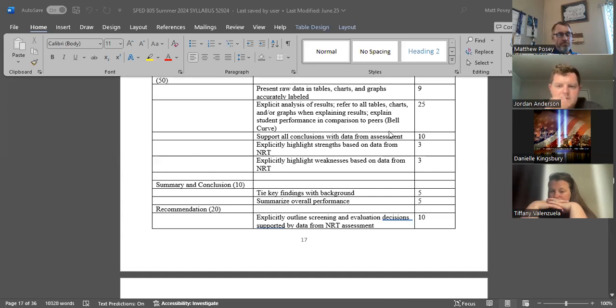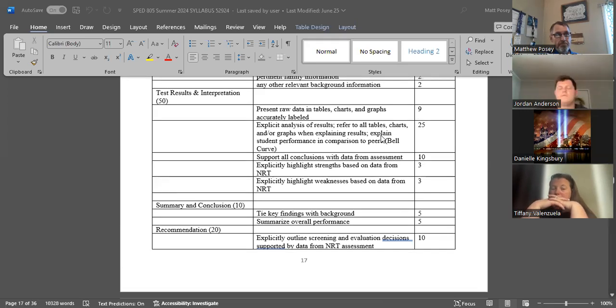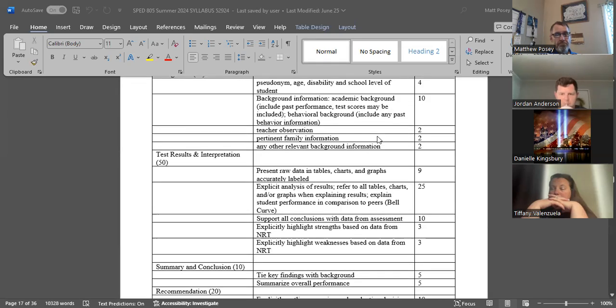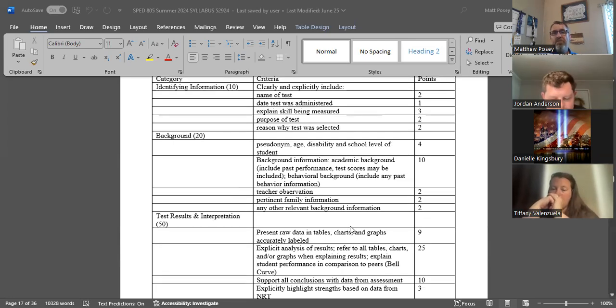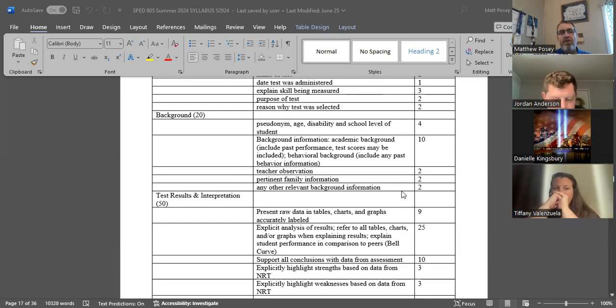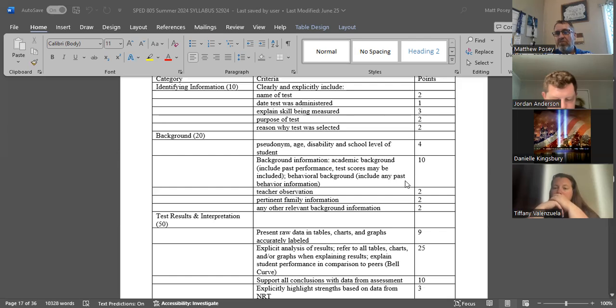Any question over the norm reference? On the CBMs, I got a question. Do you want to know if it's the fluency or the other one? Because there's one for fluency and then there's one for comprehension. On the Easy CBM website, it gives you fluency and then it also gives you comprehension. Do we need to specify which one we are doing? Yes, just specify it when you name it.